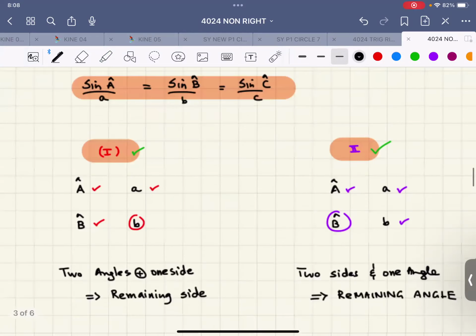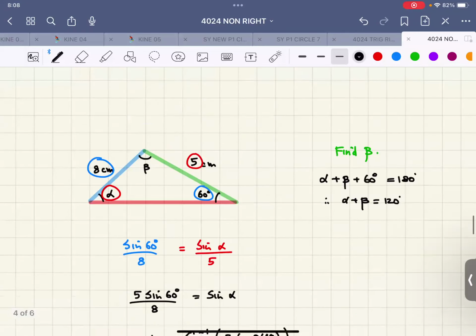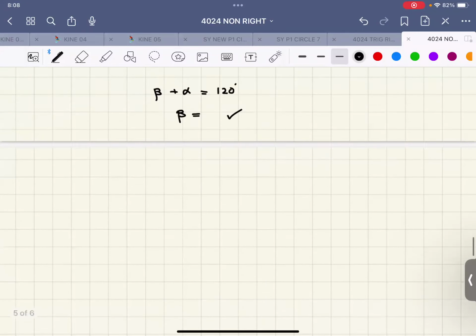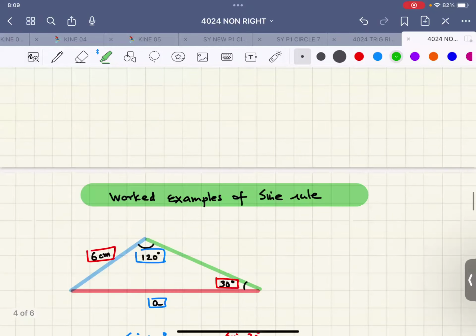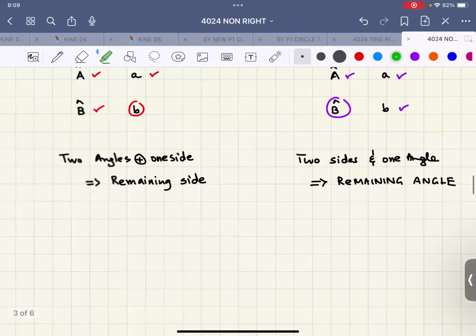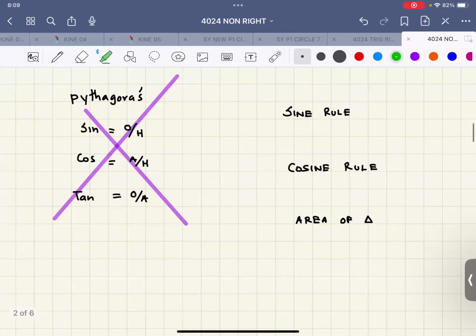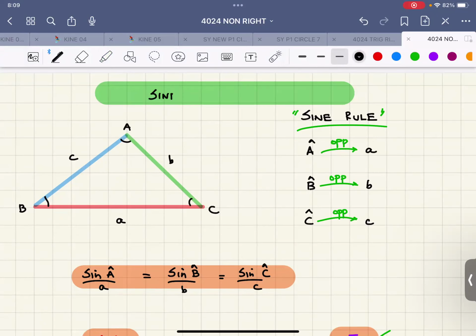Now, let me go to cosine rule. So now let me draw this thing. First of all, again, a base, and then another side, and then a third side like this. And this is for worked examples, and this is non-right angle. So let me also write over here. That is for sine rule.